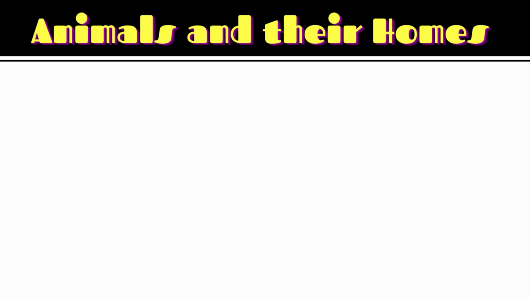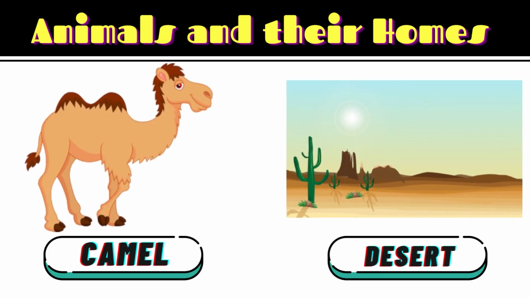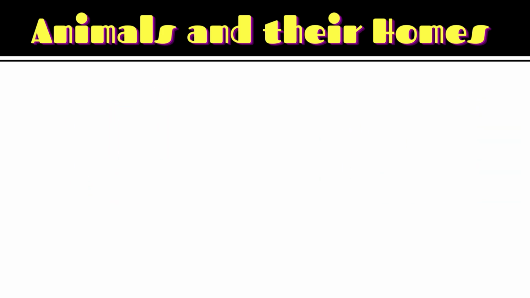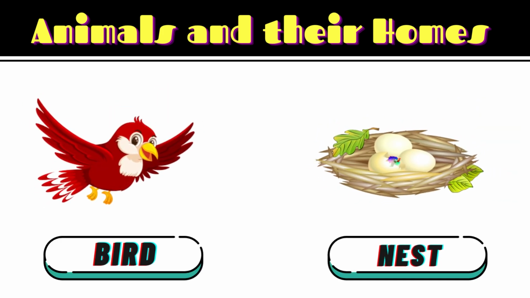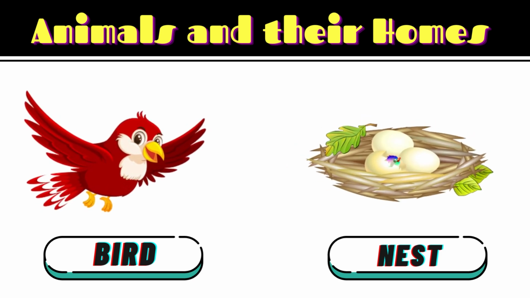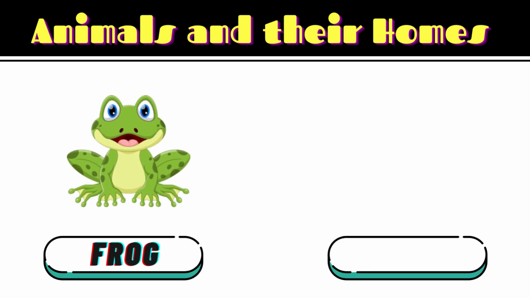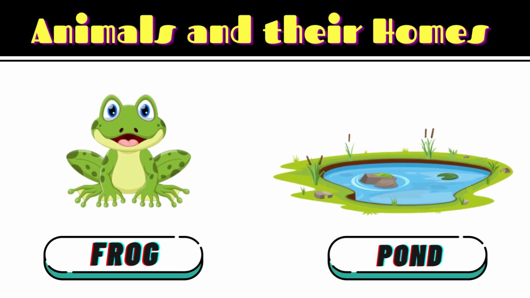Camel. Camel lives in a desert. Bird. Bird lives in a nest. Frog. Frog lives near ponds, lakes, and rivers.